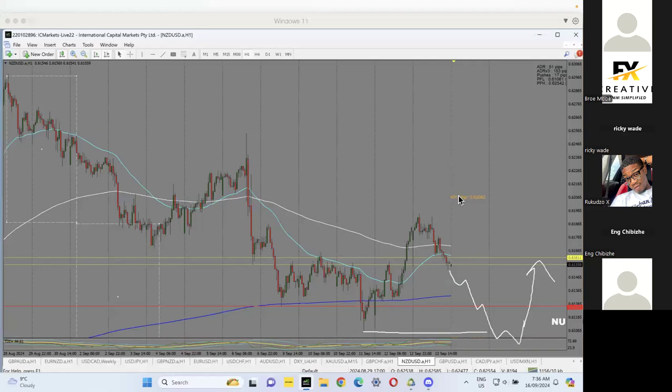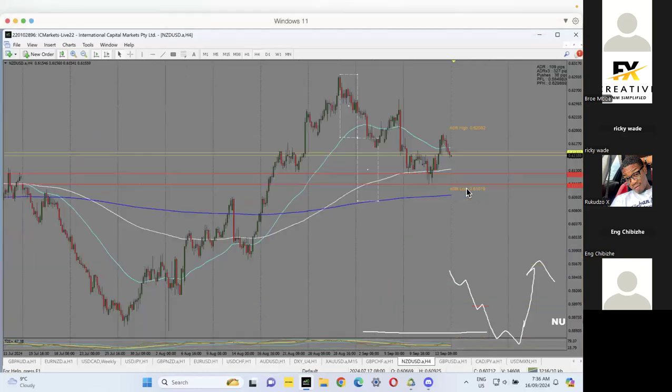Look at where your ADR low is. Your ADR low is in between the low and the 800 EMA. So your 800 EMA is not that far. It's not really that far. Whatever price does, it might just easily end up being there at the end of the day.